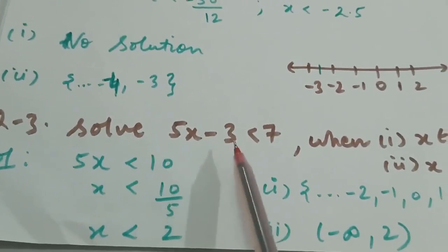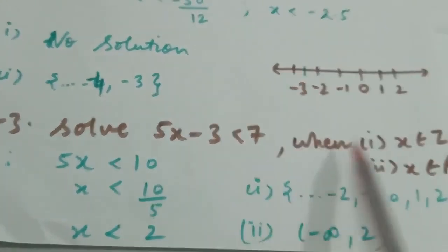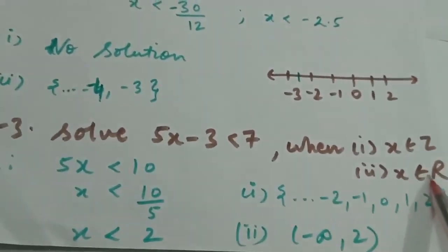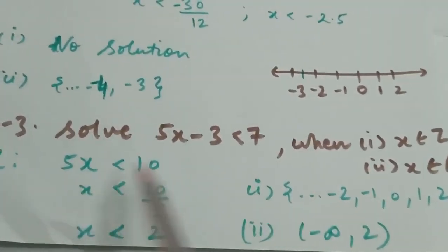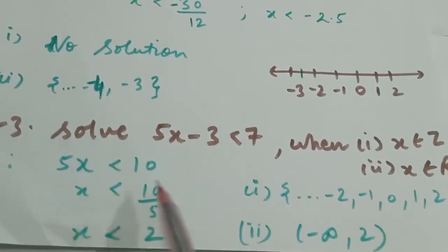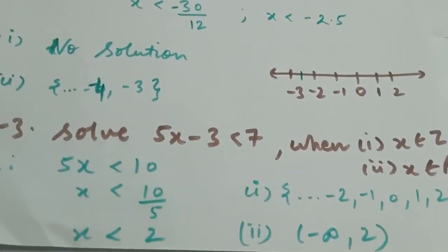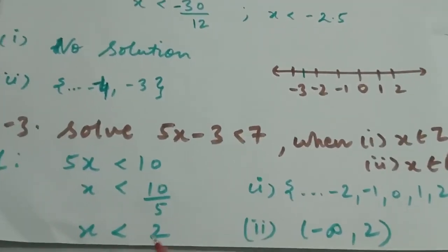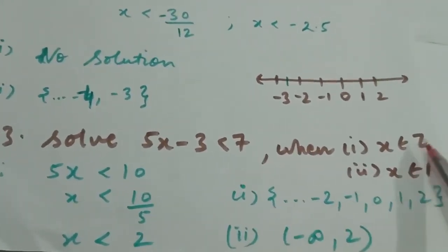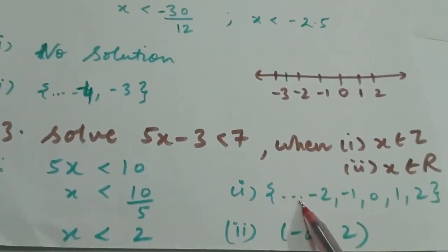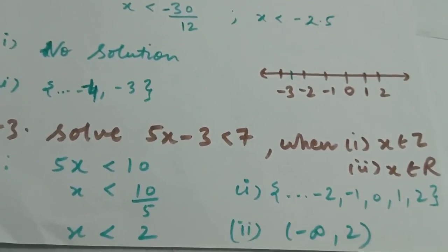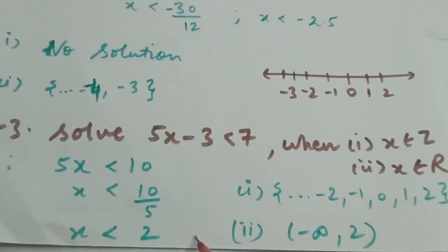Next is question number third. Solve 5x minus 3 less than 7 when x is an integer, and secondly when x is a real number. So 5x, take 3 that side, 5x less than 10, x is less than 10 upon 5. So now x is less than 2, right? So first when x belongs to integers, the solution will be minus 2, minus 1 up to 2, right? Because x is less than 2.